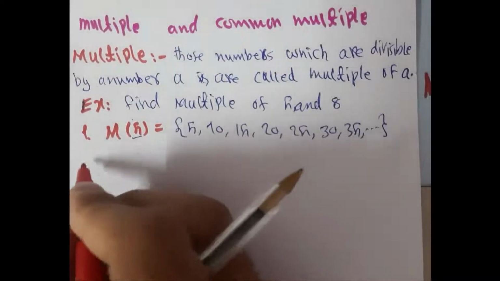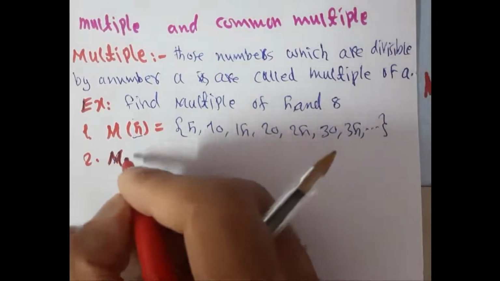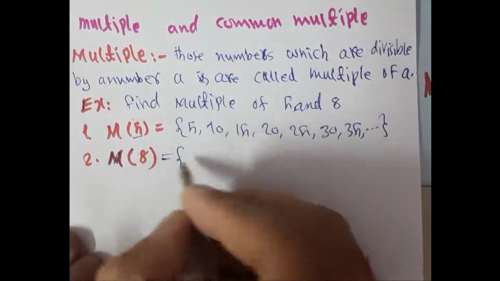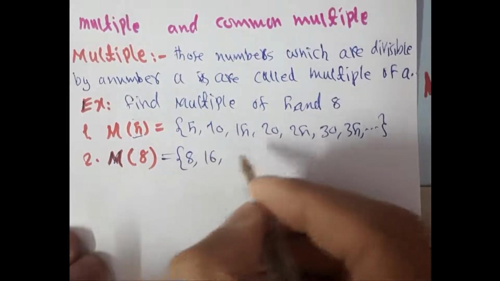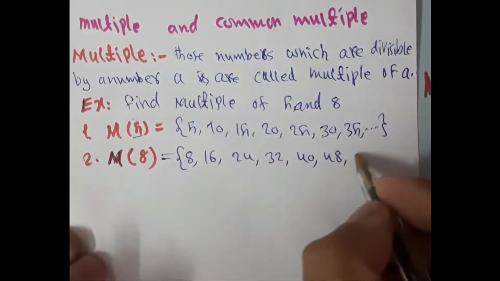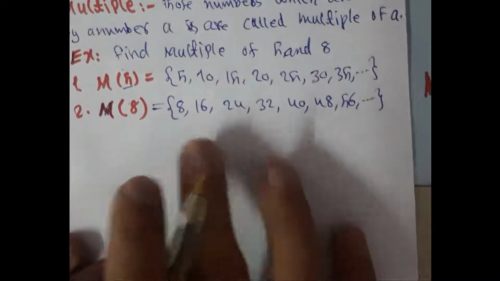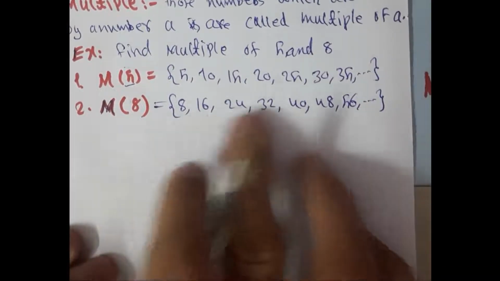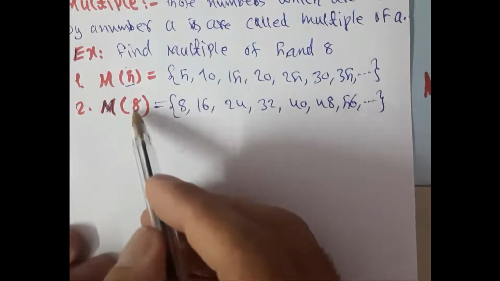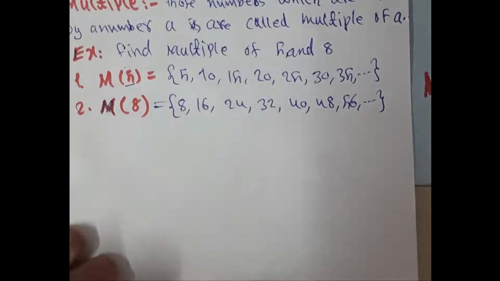Second one, multiple of 8. Those numbers which are divisible by 8 itself: 16, 24, 32, 40, 48, 56 and so on. It is the meaning of multiple: those numbers which are divisible by a number. If we want to find the multiples of number 8, those numbers which we listed inside the bracket are divisible by 8.